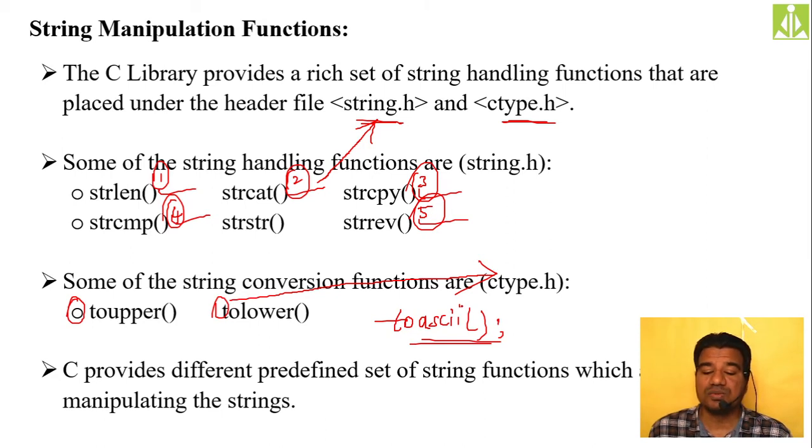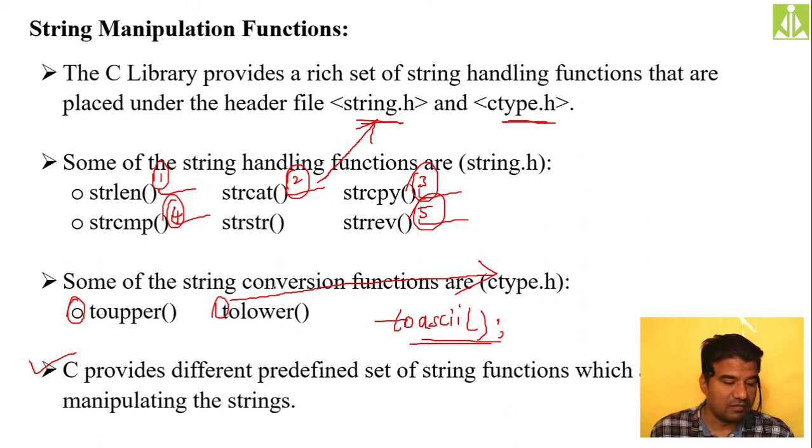Okay, so these string manipulation functions are helpful in manipulating strings. C provides a predefined set of string functions for this. They are string length, string cat, string copy, string comparison, string reverse, toupper, tolower, and toascii. These functions we need to discuss, and with this we will conclude today's session.